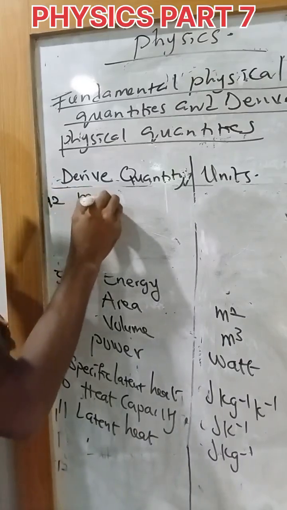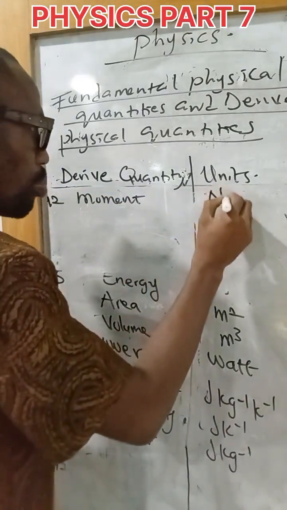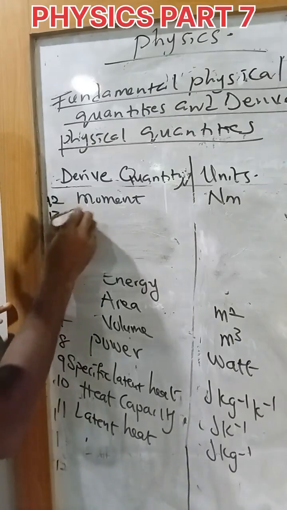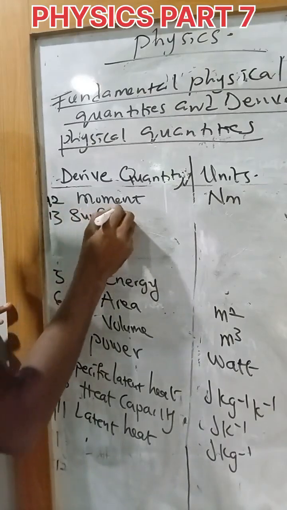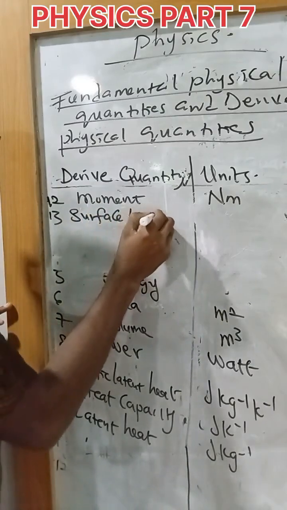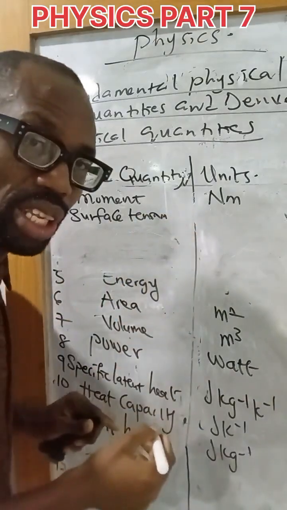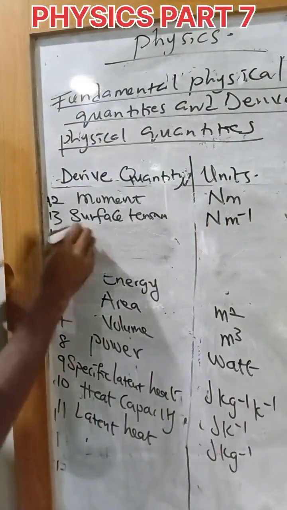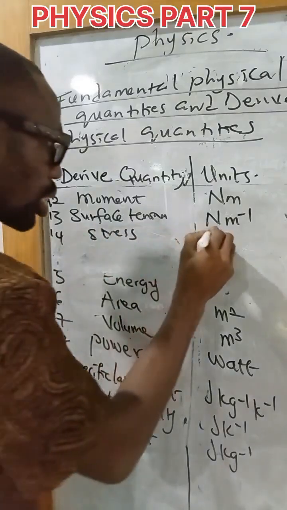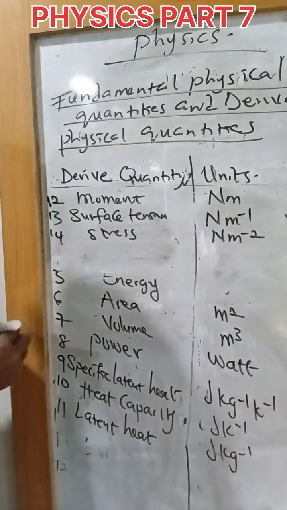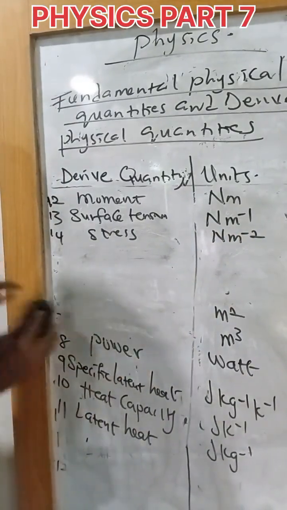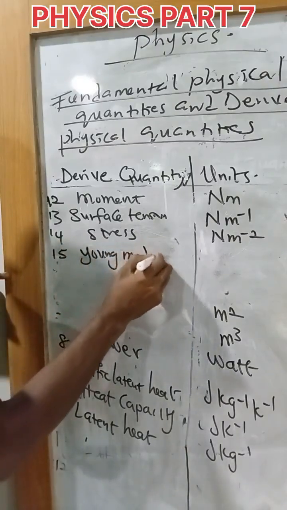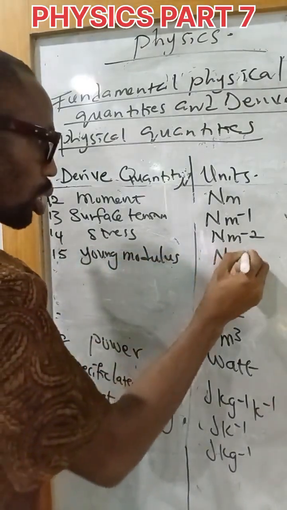Number 12 is moment. Moment is Newton meter. Number 13 is surface tension. Surface tension is force per unit length, which equals Newton per meter. Number 14 is stress. Stress is Newton per meter square. Number 15 is Young modulus. Young modulus is also Newton per meter square.